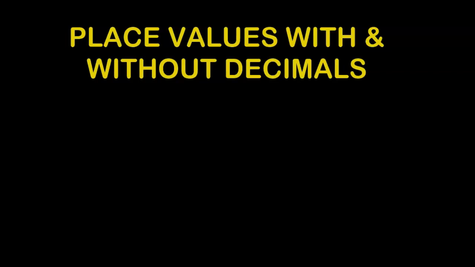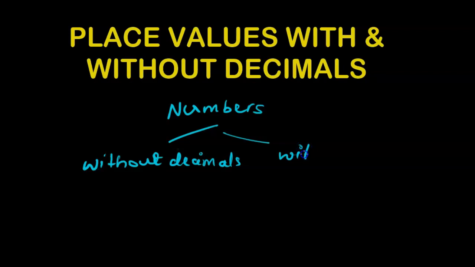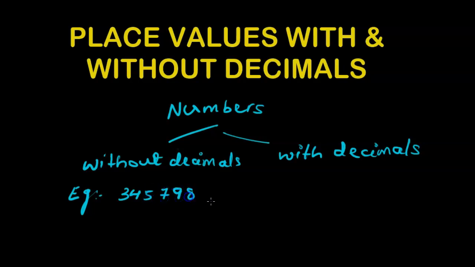In this video, we will understand how to write down the place values of big numbers. Numbers could be written with decimals or without decimals. So basically, numbers can be of two types. One is numbers without decimals, and the other is numbers with decimals. An example of a number without decimals is 345,798. An example of a number with decimals is the same number, 345,798, decimal 32. If a number contains this small dot, it is called a decimal.